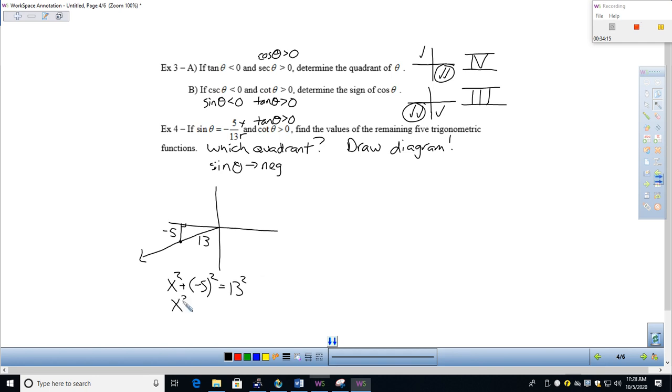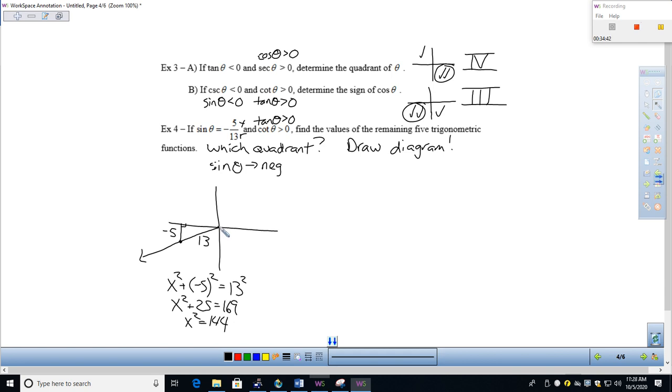So I get x squared plus 25 equals 169. X squared equals 144. And then I'm going to pause for a second. Now here's where we're going to be careful. I've taught you in the past, when we undo a square in an equation, we have to take both the plus and the minus. Well, obviously, guys, I can't take both. It has to be one or the other.